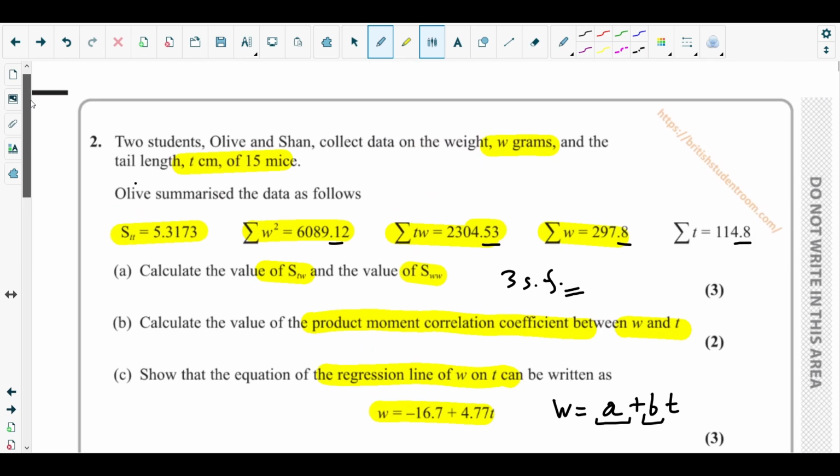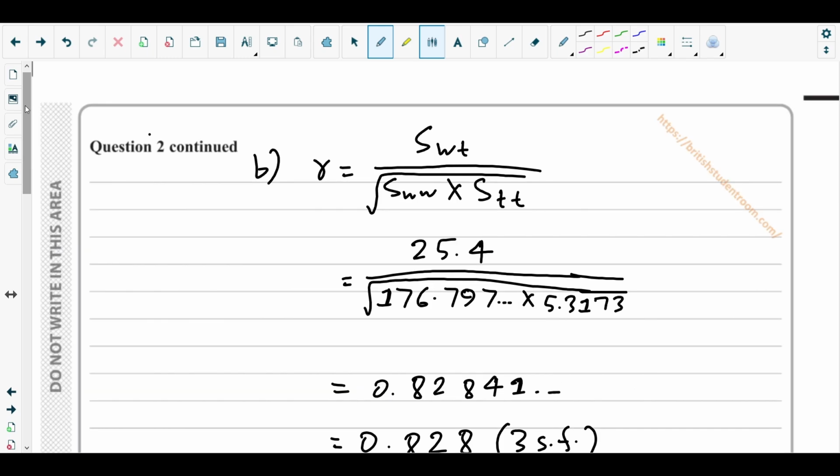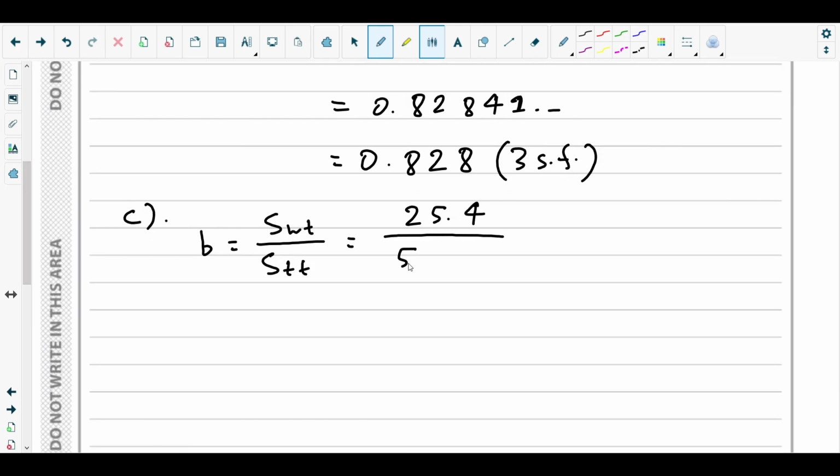Is this the value for S of TT? No, the value of S of TT is 5.3173. So that would give you 25.4 over 5.3173. That is basically 4.77686043. Okay, so we got the value for B.